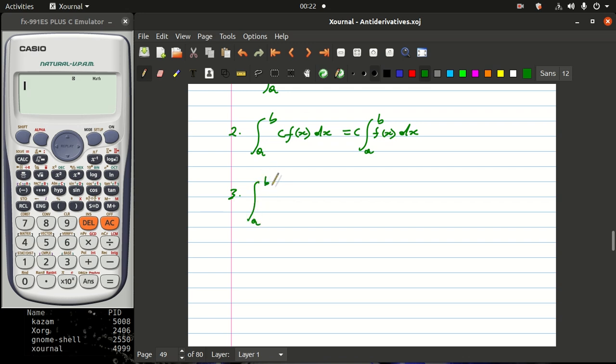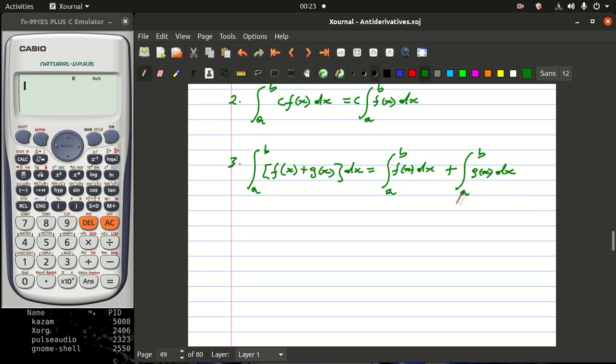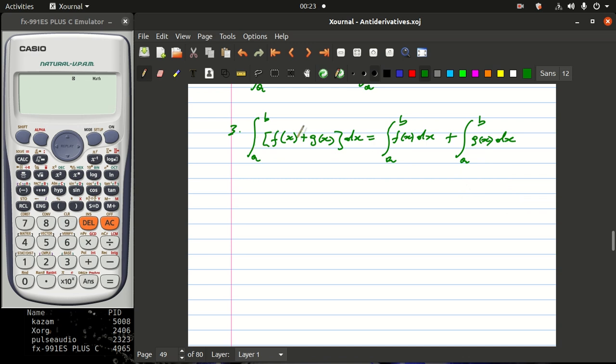And then the third one is saying if you are having a definite integral from a to b of the addition of functions, f of x plus g of x, and then dx, sometimes it's better for you to first find the definite integral of f of x alone from a to b, and then add the definite integral of g of x from a to b, dx. So sometimes it's easier to work with that than just dealing with this whole thing at the same time.